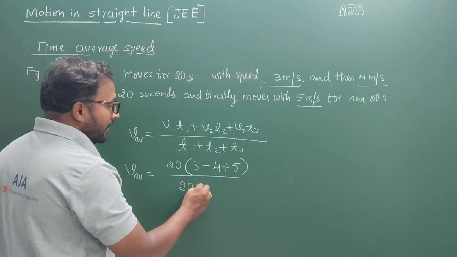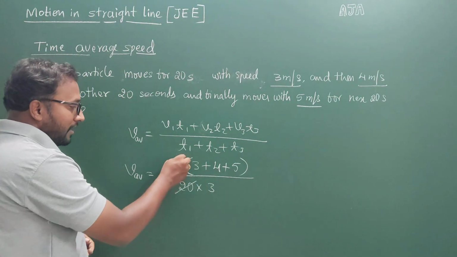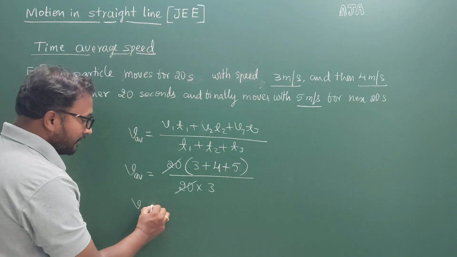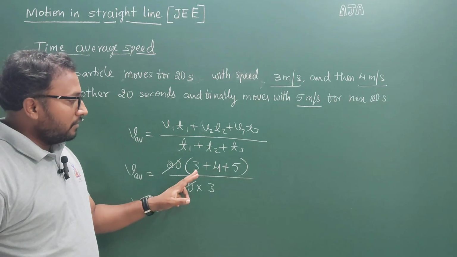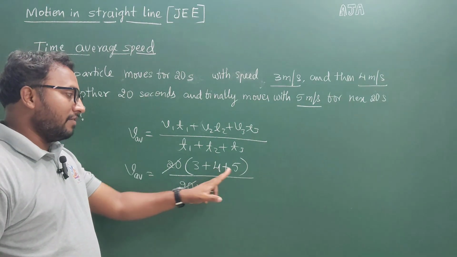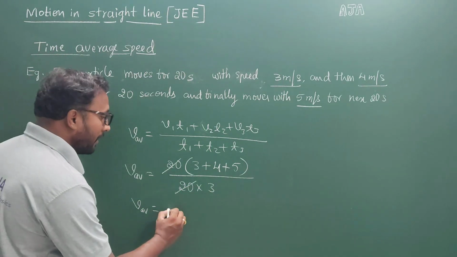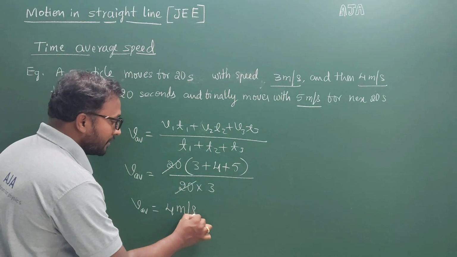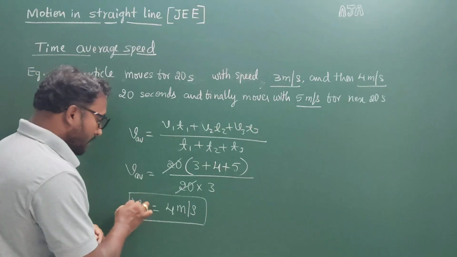So 20 is 3 times, so 20 and 20 is getting cancelled. The average speed is going to be 3 plus 4, 7, 7 plus 5 is 12, 12 by 3 is 4 again. So 4 meters per second. This is the average speed.